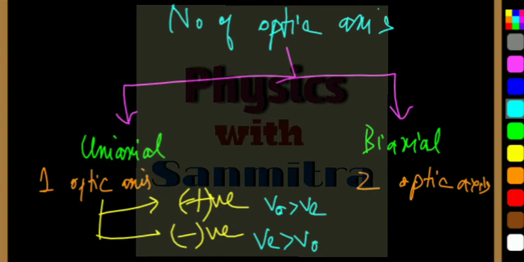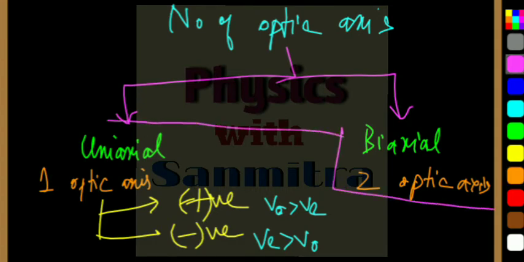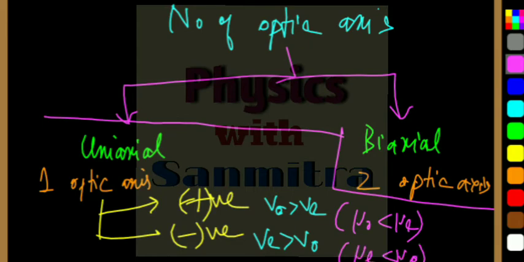And when VO is greater than VE, I can also conclude the following. Let me keep biaxial aside; we'll just deal with uniaxial, and biaxial will come later. When VO is greater than VE, I can write mu O is less than mu E, because mu is equal to C by V, and here VO is greater, so mu O is less than mu E. I think this much is clear: positive and negative uniaxial crystals.